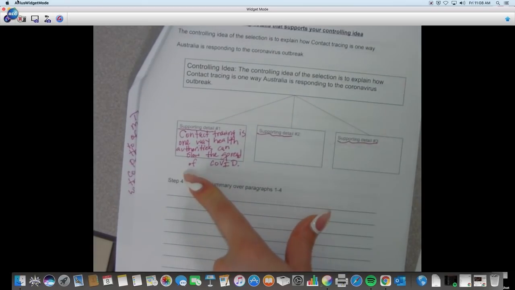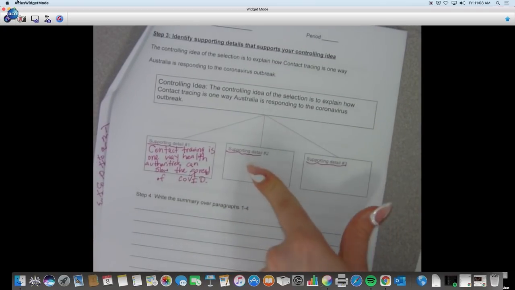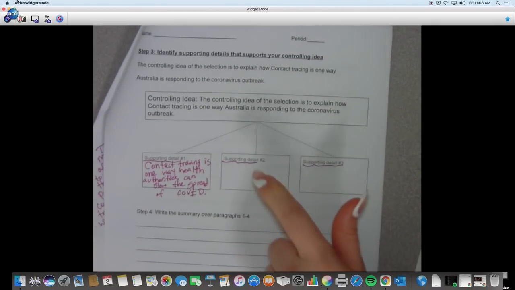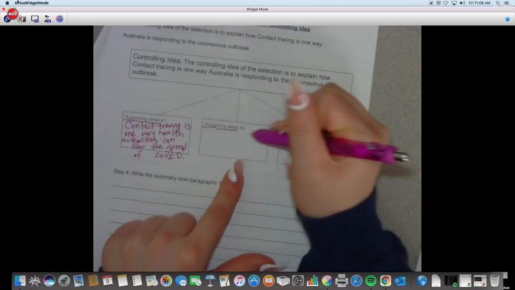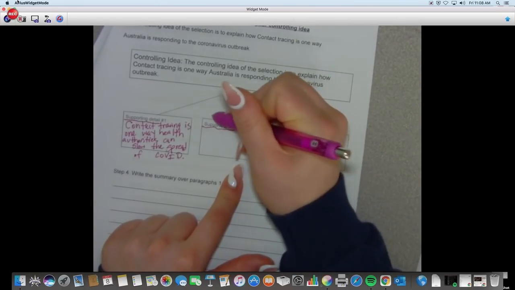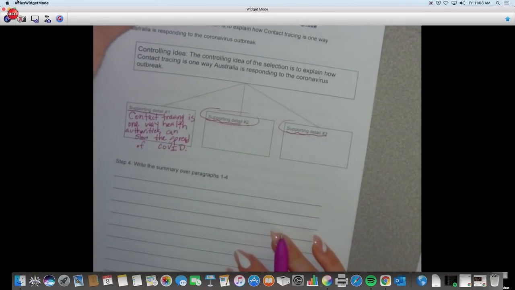So this is a really good detail. Your challenge now, your job, is to find 2 other supporting details right here, and you're going to write them in these boxes that back up that this is our controlling idea of the selection. Okay, your next thing, once you have found those key supporting details and written them right here, is you are then going to summarize. You're going to write a summary over the selection.